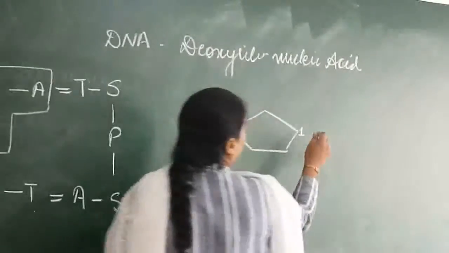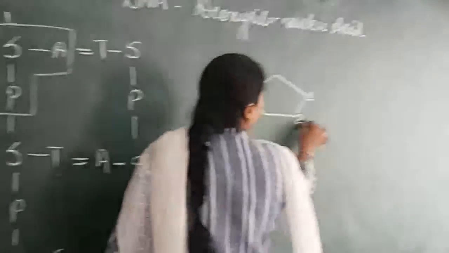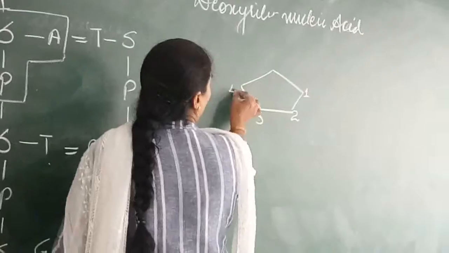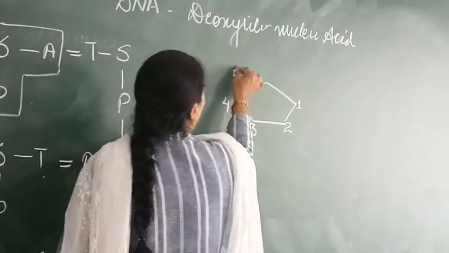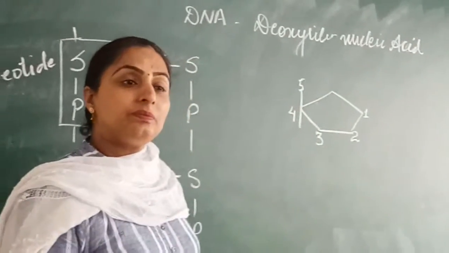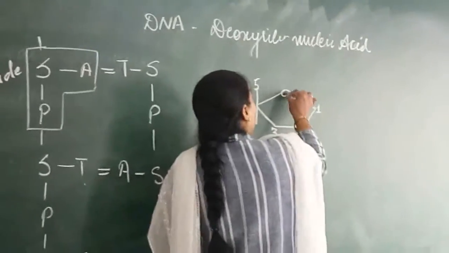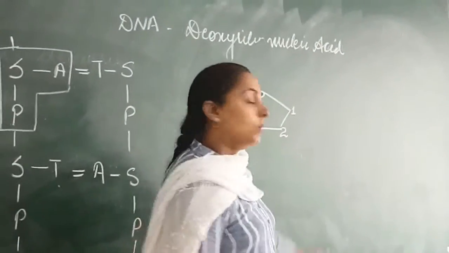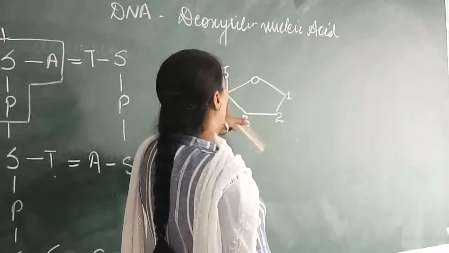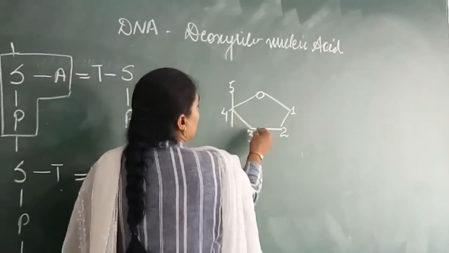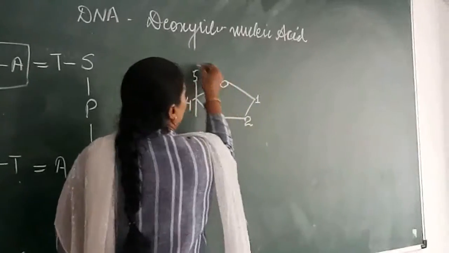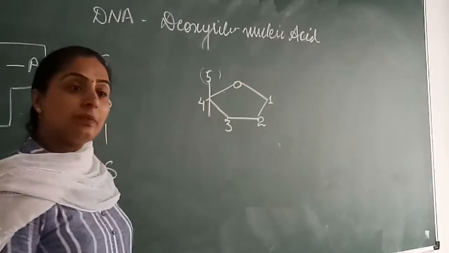This is the first carbon, this is the second carbon, this is the third carbon, this is the fourth carbon, and this one is the fifth carbon. Okay, we will start from here. Here oxygen is present. One carbon, two carbon, third, fourth, and this one is fourth. This one is third, this one is second, first, and this one is the fifth carbon.